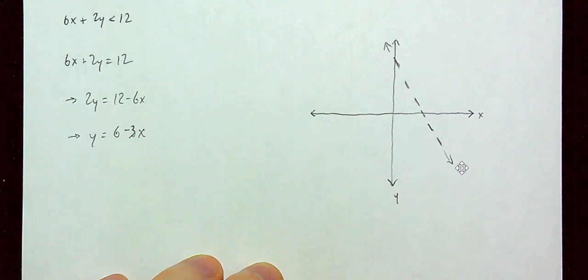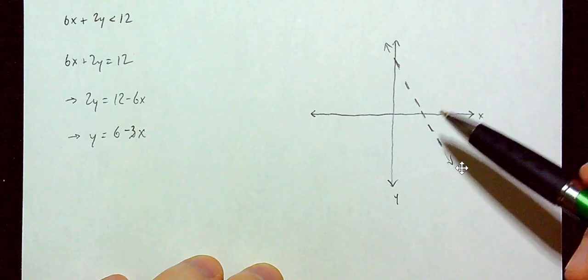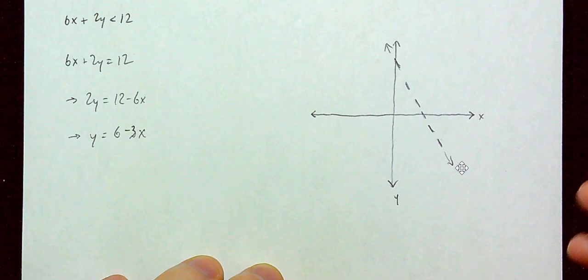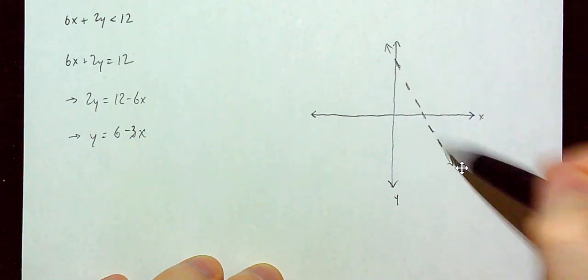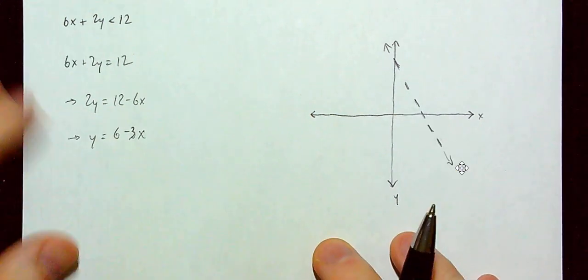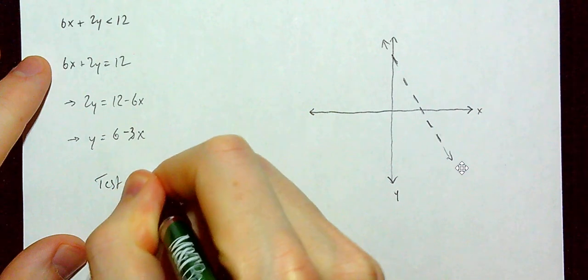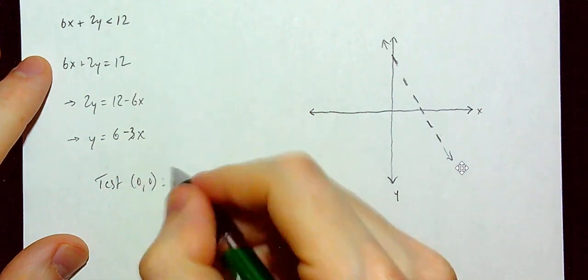And what I recommend is that you always pick a nice point. The most ideal point you can plug in is 0, 0. So as long as your curve doesn't go through the point 0, 0, then you're good. Obviously, this line would never come close to the point 0, 0. So I'm going to test that ordered pair 0, 0.